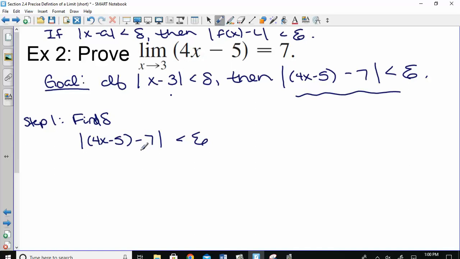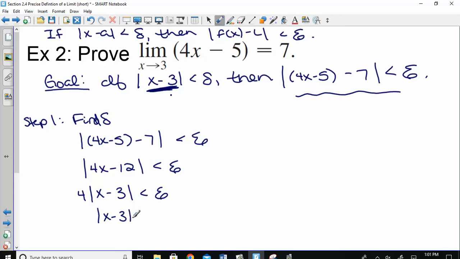All right, what can I do on this inside? So that's 4x minus 12. Then what can you do? Take out a 4. Since it's a positive, I could go ahead and bring it all the way out in front. I'm trying to get this back, x minus 3. You notice this is very, very close to it. So what should I do? Divide by 4.